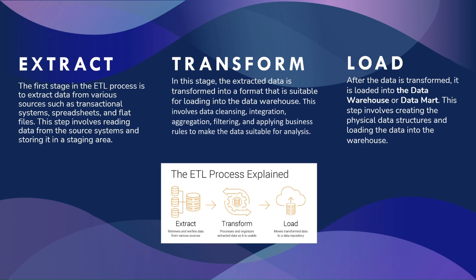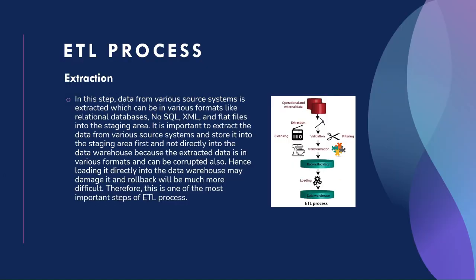The next is transform. This is the second stage. The extracted data is transformed into a format that is suitable for loading into the data warehouse. This involves data cleaning, integration, aggregation, filtering, and applying business rules to make the data suitable for analysis. Load. After the data is transformed, it is loaded into the data warehouse and data mart. This step involves creating the physical data structures and loading the data into the warehouse for further data analytics.